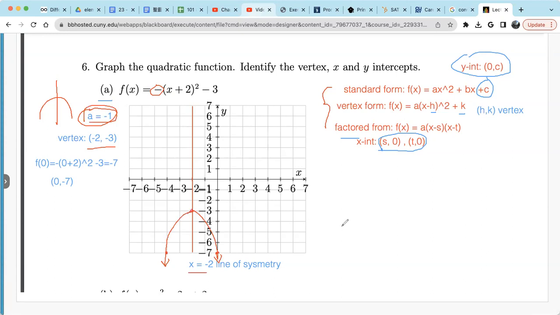I only need 3 points: the vertex and 2 other points. Actually, I only need 2 points. If I have the vertex, I only need 1 more point, then use the symmetric property. So this is the first one.